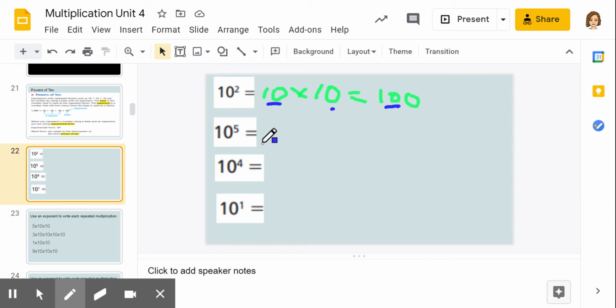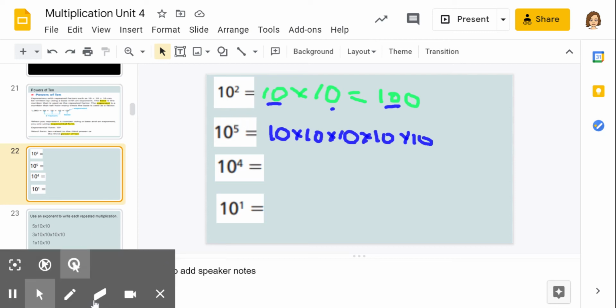10 to the power of 5, or 10 raised to the power of 5. We can express that as 10 times 10 times 10. How many do I have? 1, 2, 3. I need 2 more. Times 10 times 10. 1, 2, 3, 4, 5. I have 5 of them.